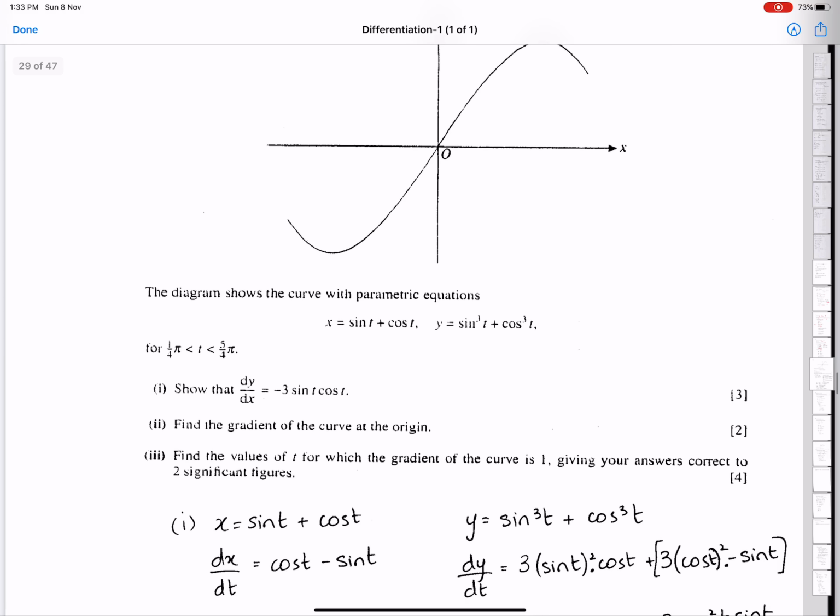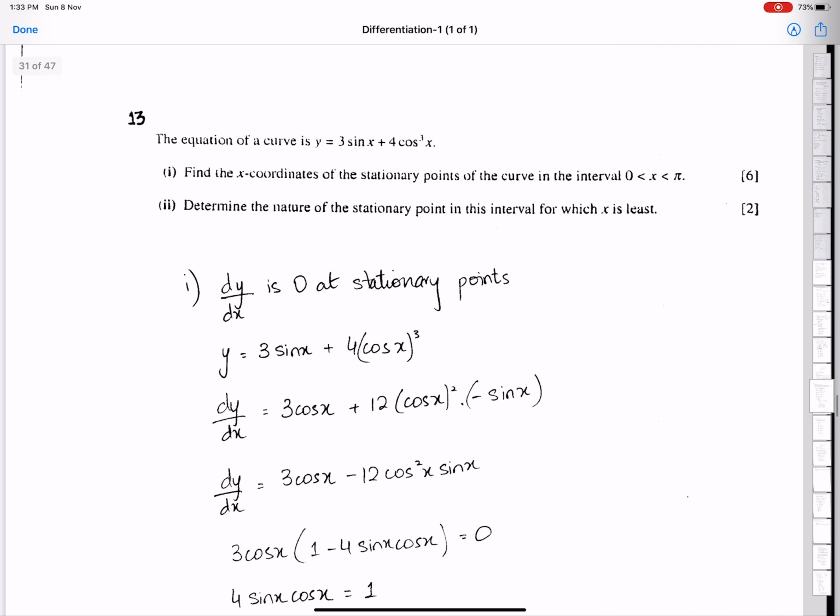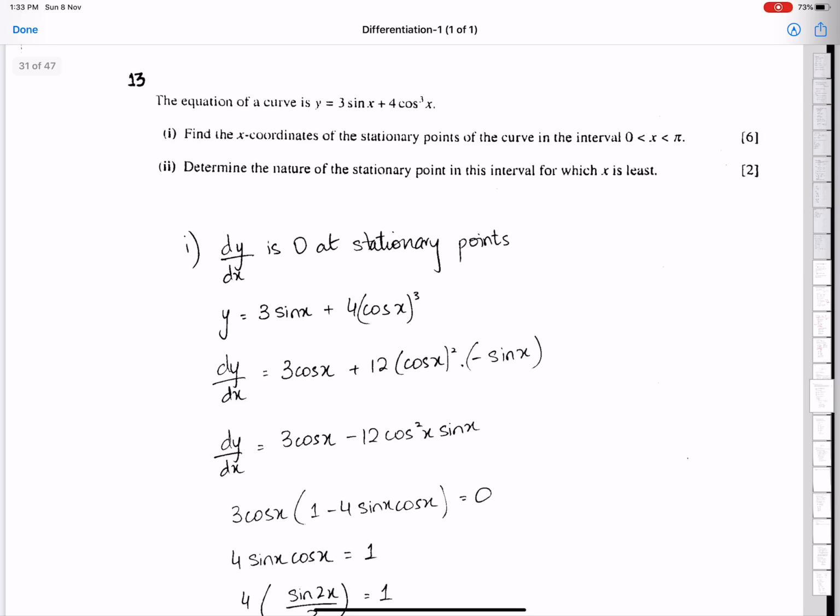Another question of parametric equation. I'm leaving this question because we already have done 2 questions. This one is simple. This question is important. The second part is important. First part is simple. Find the x coordinates of the stationary points of the curve in the interval.